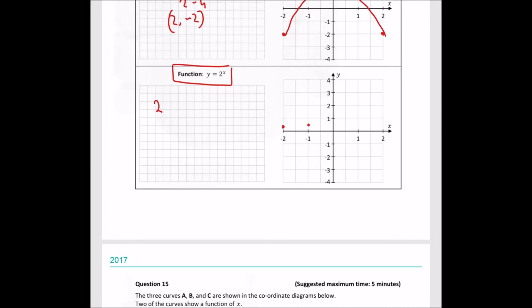Next I'll put in 0, and anything to the power of 0 is 1. So I put in 0 and I got 1. Then I put in 1. 2 to the power of 1 is 2. So when I put in 1 I got 2. And lastly then I put in 2, and 2 to the power of 2 is 4. So when I put in 2 I got 4. And we know that that's the shape of an exponential graph. Okay, and if it kept going, it would keep going up and up and up like that.